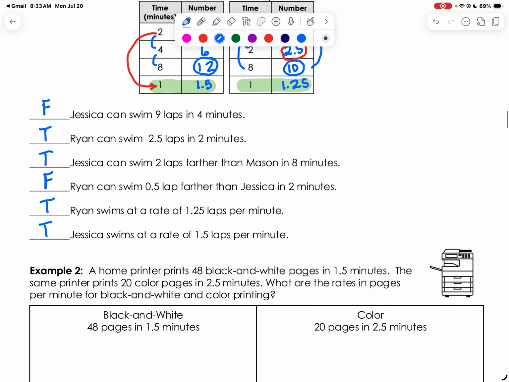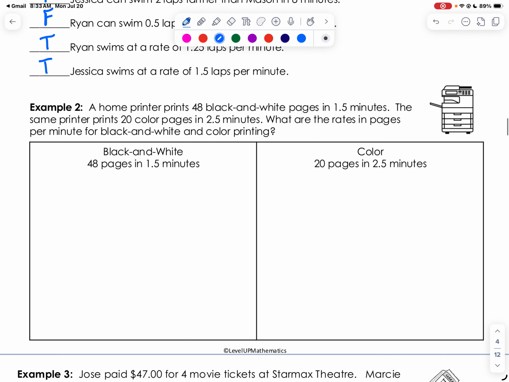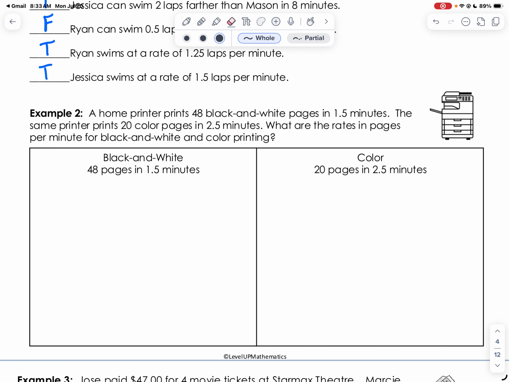All right, example 2. A home printer prints 48 black and white pages in 15 minutes. The same printer prints 20 color pages in 2.5 minutes. What are the rates in pages per minute for black and white and color printing? So again, we have the same printer in both cases, but the printer prints black and white pages at one rate, and it prints color pages at a different rate.